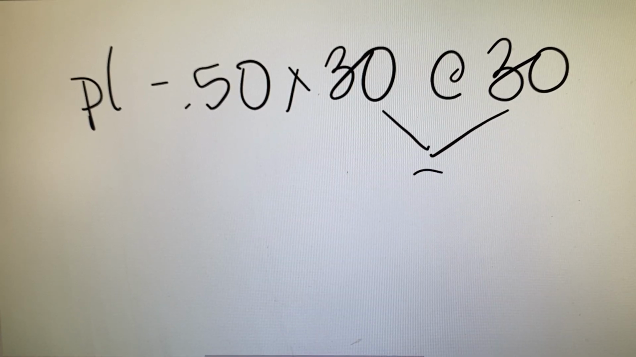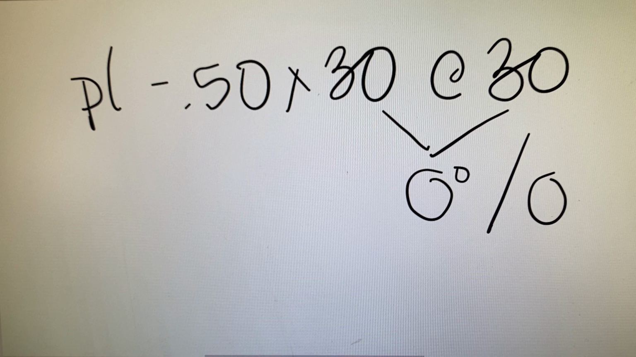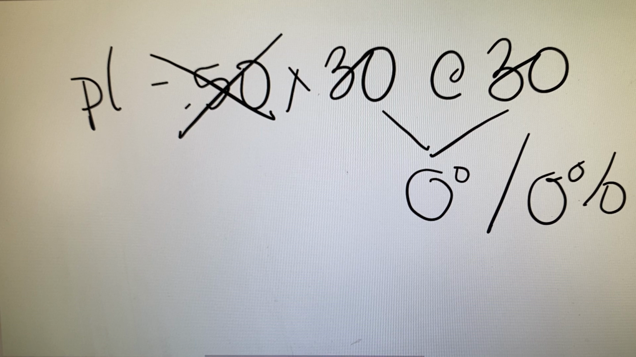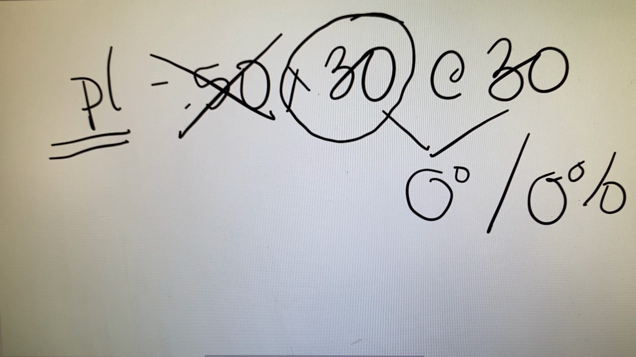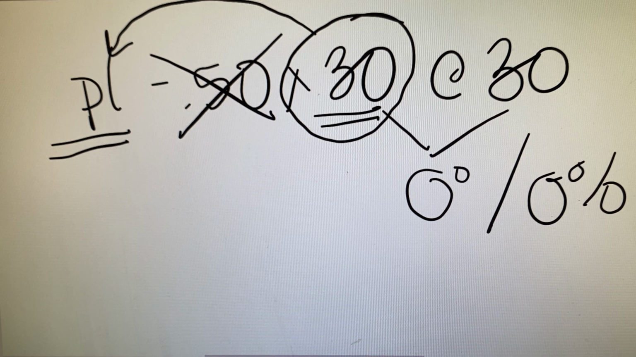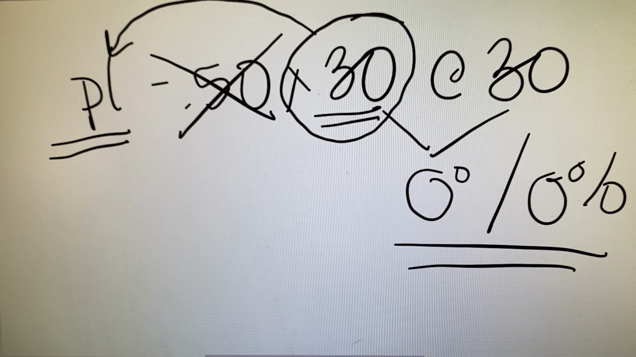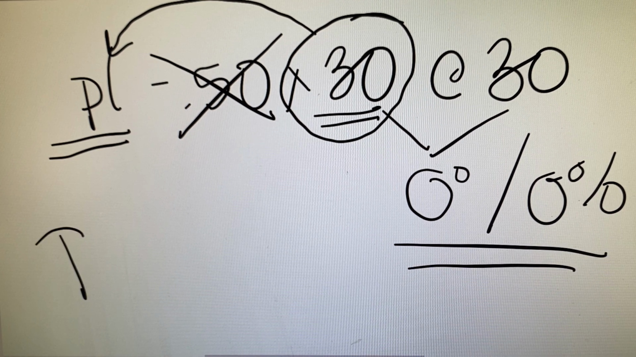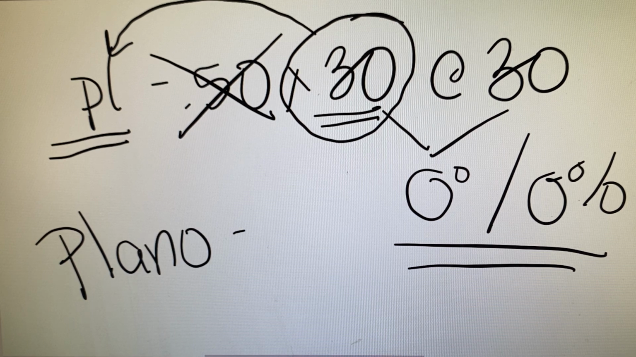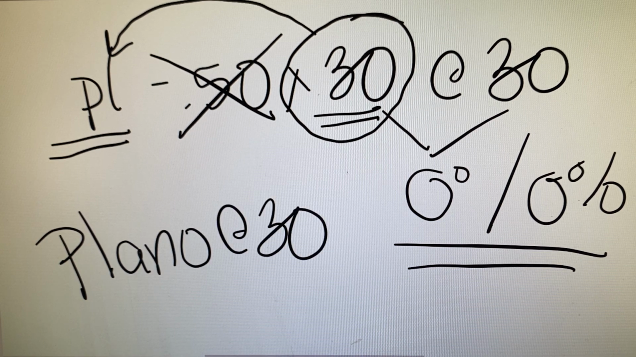Now remember, 0 degrees equals 0%. So that means we're not using any of the cylinder. That -1/2. Plano then becomes the answer. As we look at a prescription, whatever our given axis is, the sphere power is the power at that axis when none of the cylinder is in effect. So the answer here is Plano at 30.